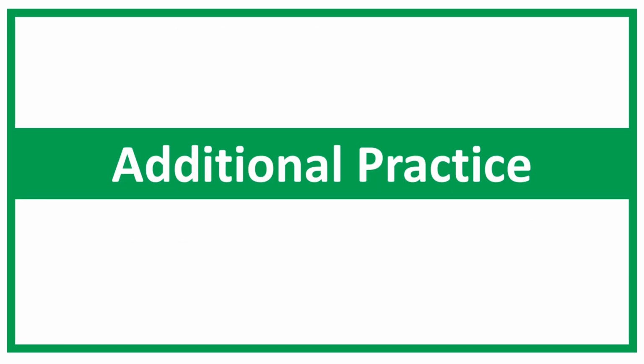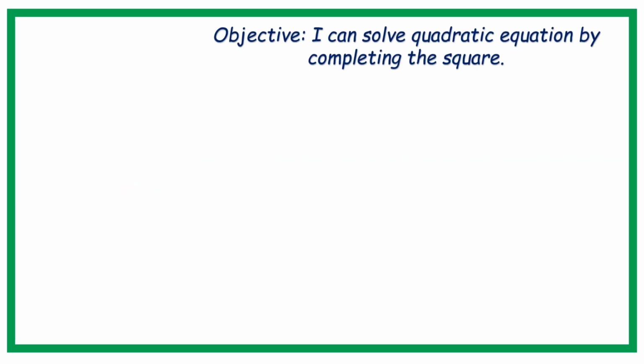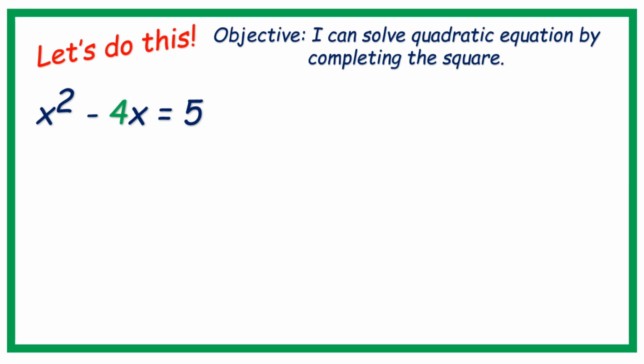Let's have additional practice. One more practice. Again, our objective, I can solve quadratic equation by completing the square. Let's do this. X squared minus 4x equals 5. Again, we're going to divide the second term, or the middle term, negative 4 divided by 2. So the answer is negative 2. And we are going to square negative 2. Negative 2 squared, or negative 2 times negative 2, the answer is 4.